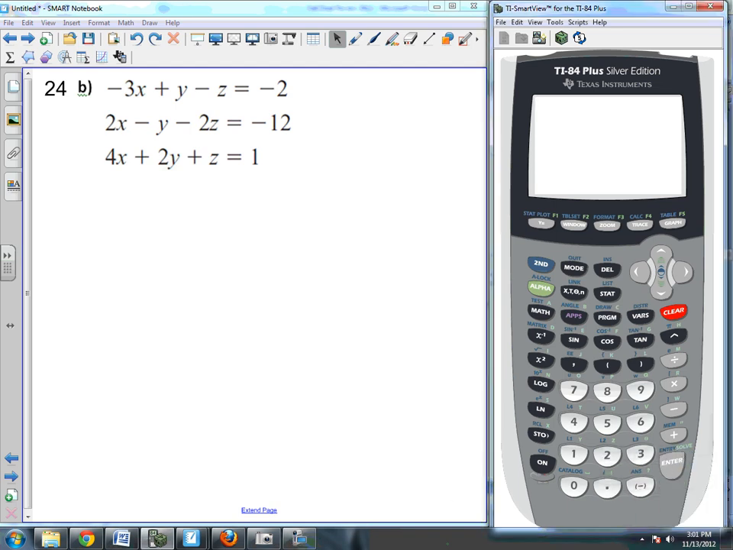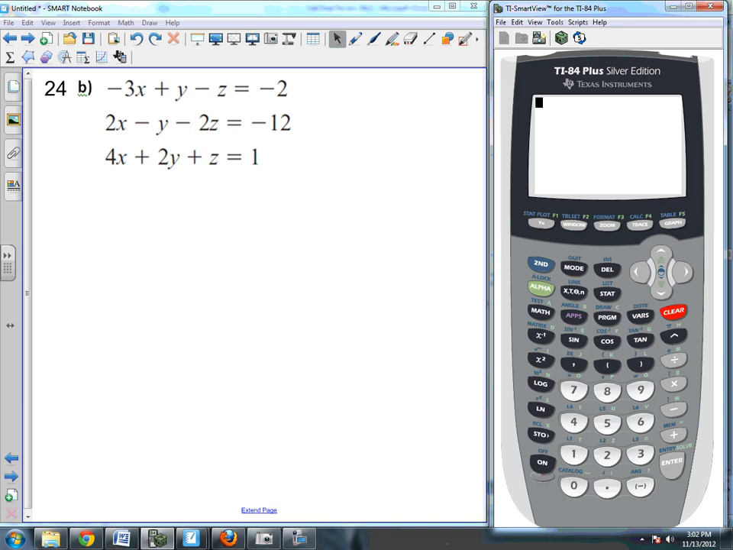All right, I thought it would be beneficial to talk about this problem. This is 24B. This is solving a system of 3 variables. And the only way that we did this in class was using matrices, and we used our calculators and used the reduced row echelon form, or RREF, as you might remember it, to find x, y, and z.